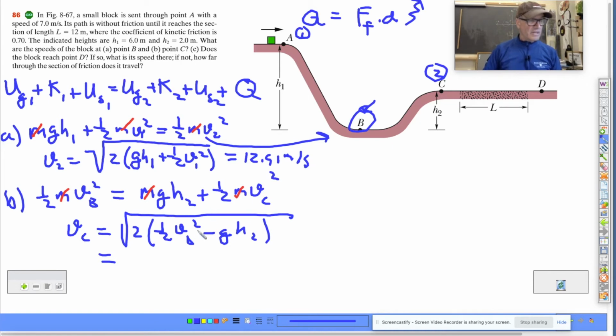All right, and I'll give you the answer I got. I got 11.28 meters per second. Okay, now let's go to part C. Let's check out C.